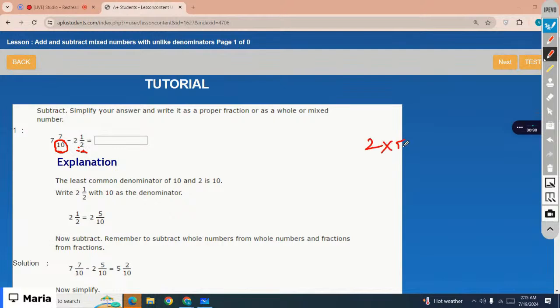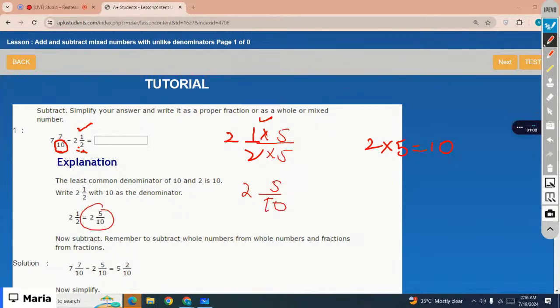2 times 5 makes 10. So you need to multiply this fraction, only the fractional part. This is the fractional part. Just multiply the fractional part by 5, not 10, sorry. That would be 2 whole 5 over 10 then. Here it is, 2 whole 5 over 10.